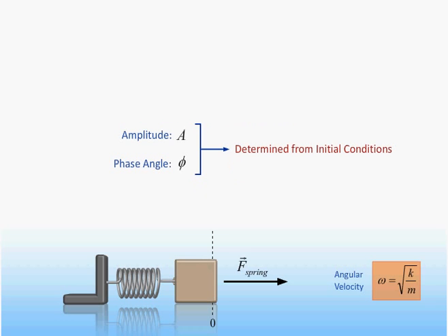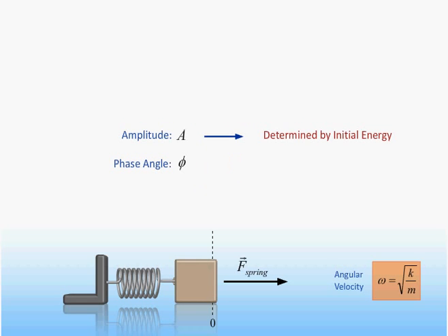Second, we found that the amplitude and the phase of the oscillations must be determined from the initial conditions, a specification of how the oscillation got started. In particular, the amplitude is determined by the initial energy put into the system, and the phase is determined by our definition of t equals 0.